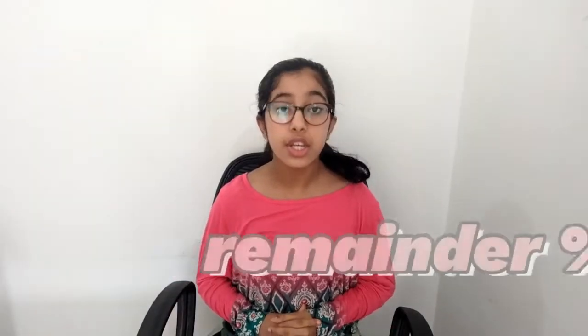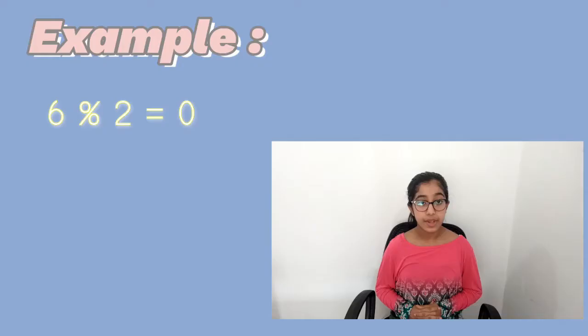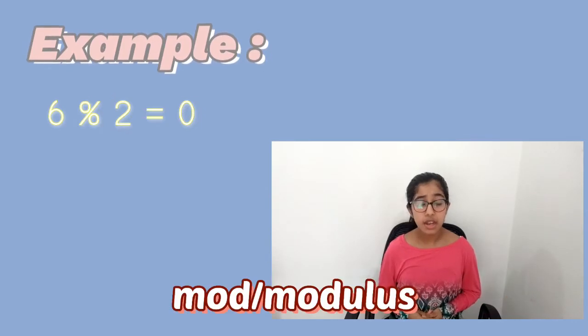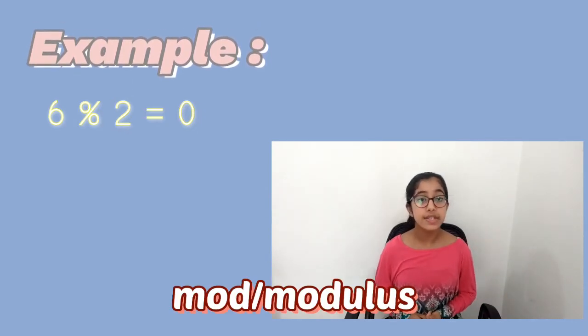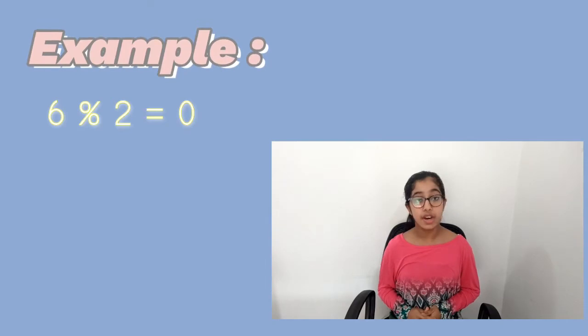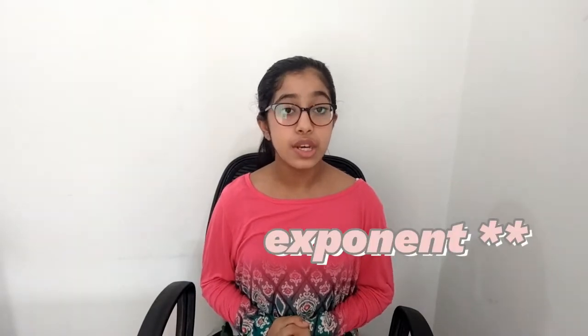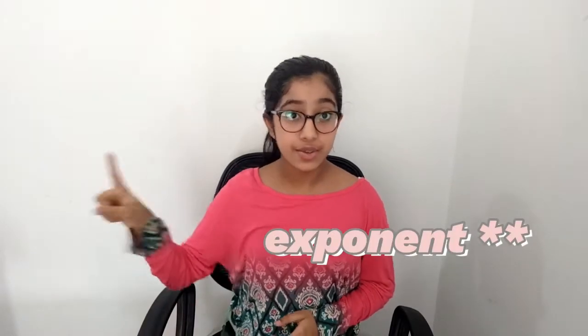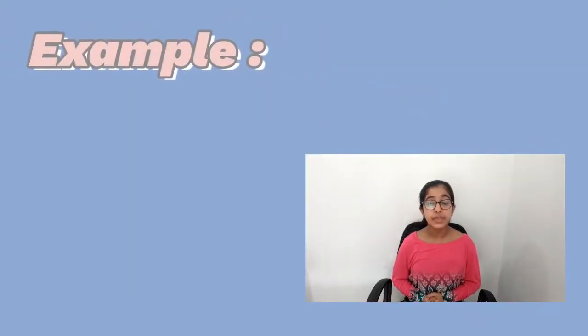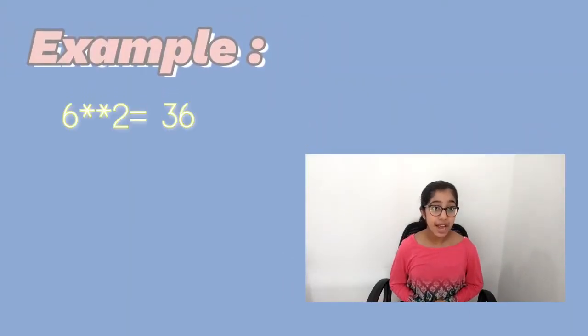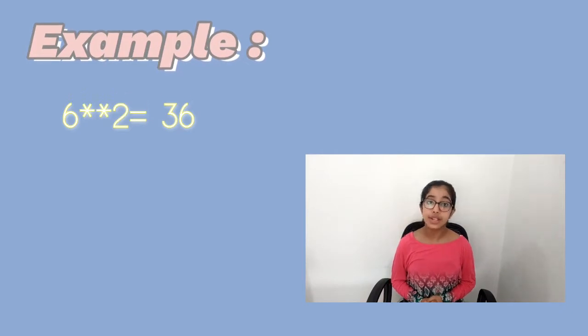The next operator is to find the remainder using percentage symbol. It's also known as a mod function. It's modulus. So 6 mod 2 will give you the answer as 0. Then next is to give power to any number, that is the exponent. This is used using the double asterisk. For example, 6 double asterisk 2 will give you 36.